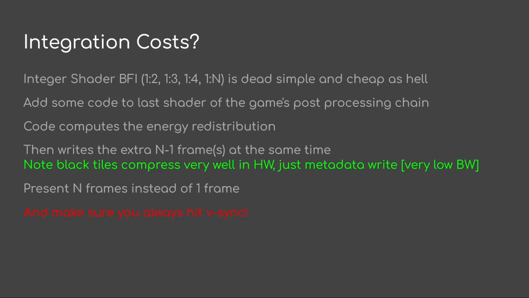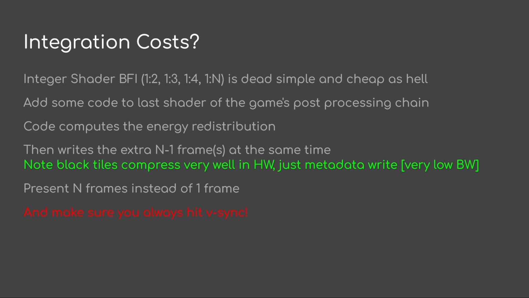As for shader integration costs, if you're doing integer shader BFI, that means just amplifying from 1 to 2 frames, or 1 to 3 frames, or 1 to 4, and so on. It's actually dead simple and cheap to integrate. You just add some code to the last shader of the game's post-processing chain. The code is going to compute the energy redistribution, and then it's going to write all the extra frames at the same time it writes the output frame.